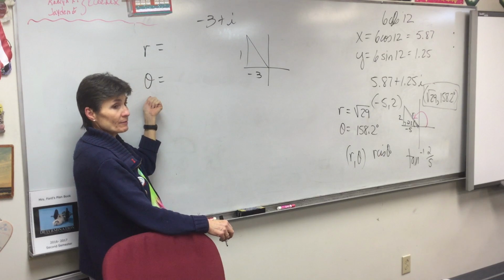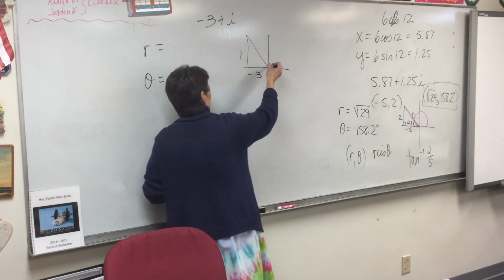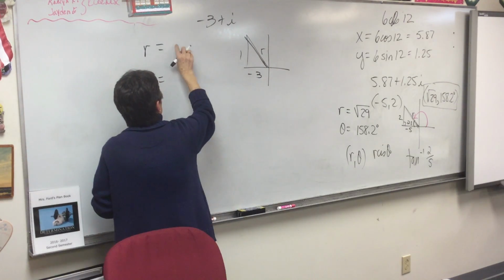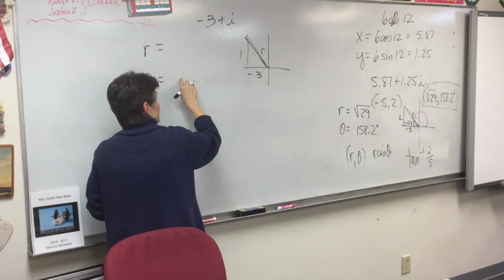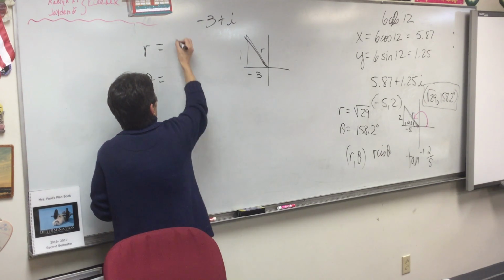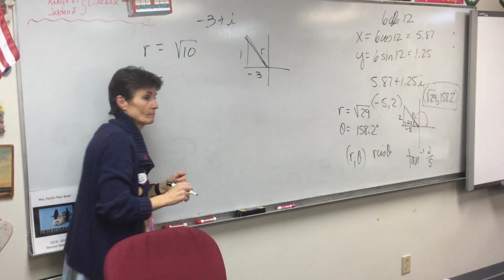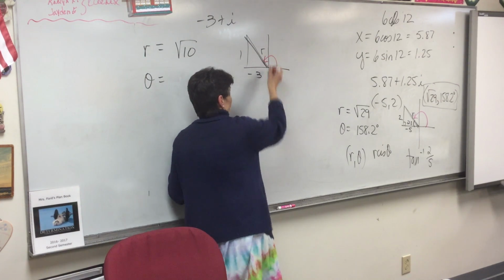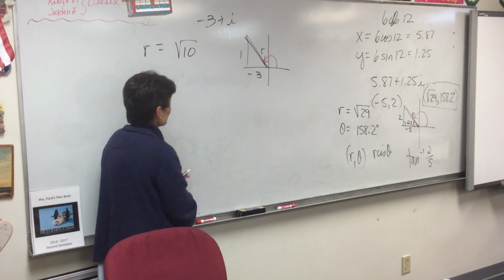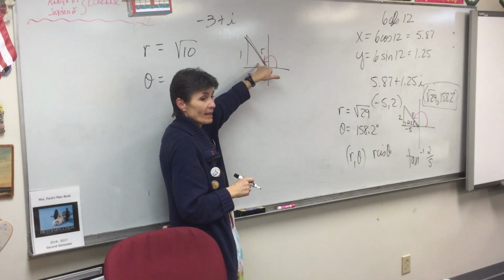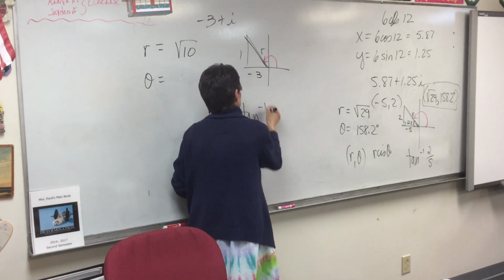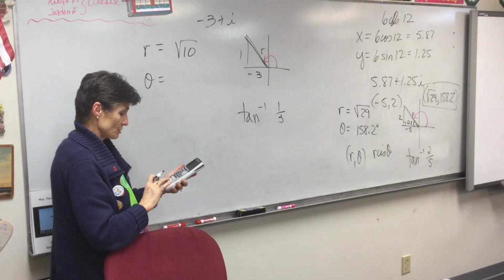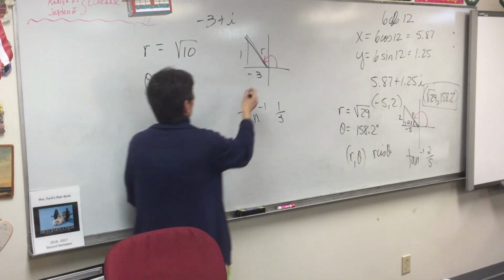You're finding r and theta. Here's r. Well, what is it? r is the Pythagorean theorem. So what will that be this time? Square root of 10. Now, this is exactly like the last one. Here's theta, right? So I've got to find this inside angle first, and how will I find that? Inverse tangent of 1/3. So inverse tangent, I got 18.43.